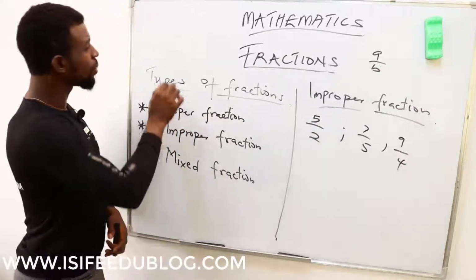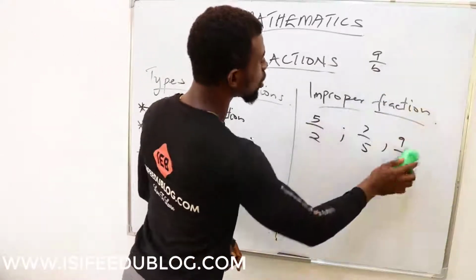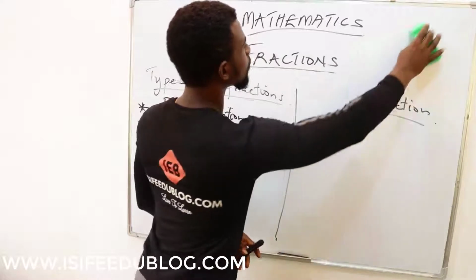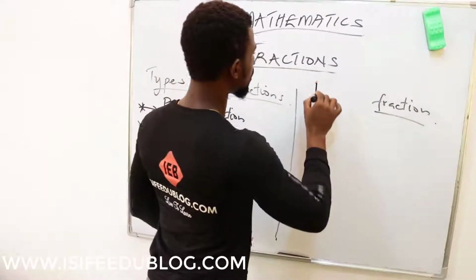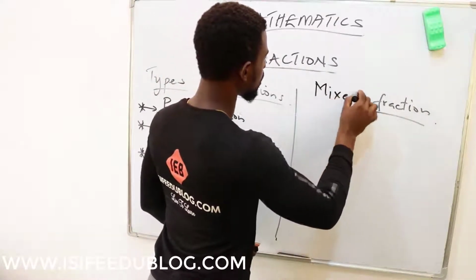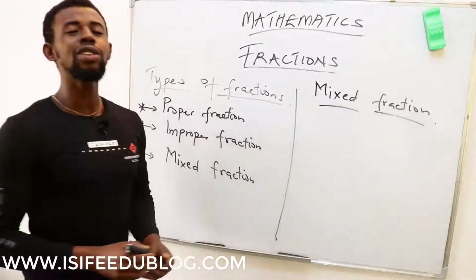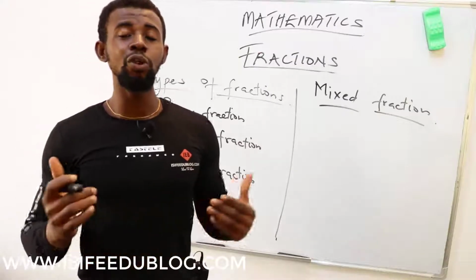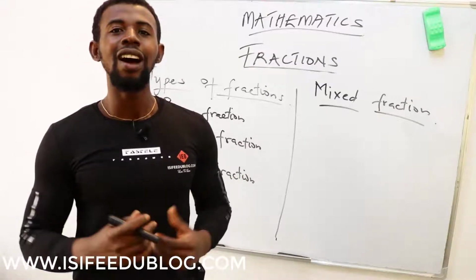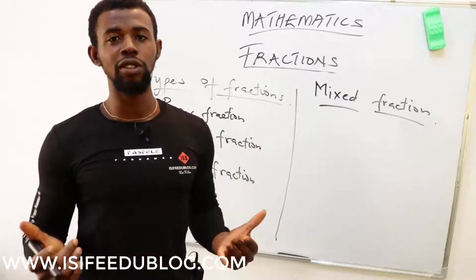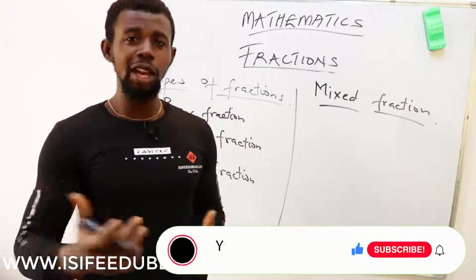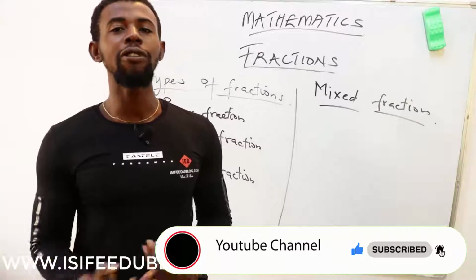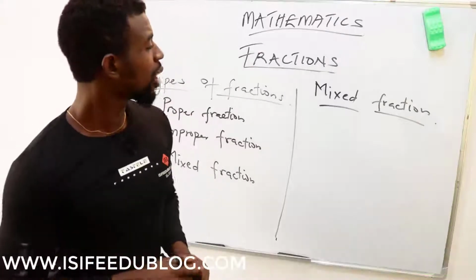The last but not the least type of fraction is the one we refer to as mixed fractions. So what are mixed fractions? We refer to mixed fractions as the proper forms of improper fractions. Let me go again. Mixed fractions are the proper form of improper fractions. What do I mean by that?